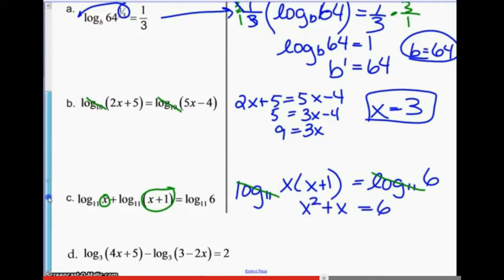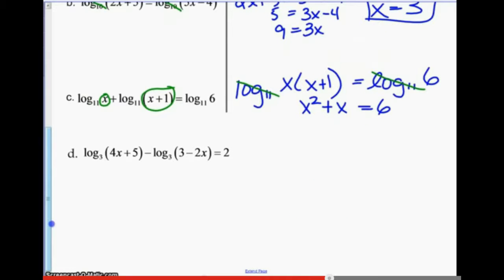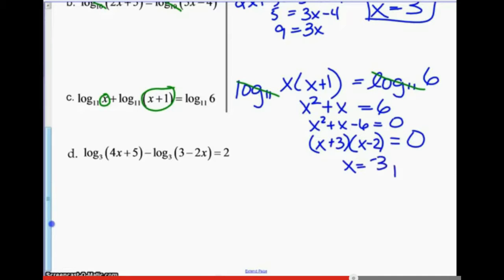Now to solve this, when we have a quadratic, we first need to set it equal to 0. So I'm going to make it x squared plus x minus 6 equals 0. Now we need to factor the left side of our equation. I'm going to think, what two numbers multiply to give me a negative 6 and add to give me a positive 1? The answer would be positive 3 and negative 2. So x can equal negative 3 and x can equal positive 2. Those are my answers.